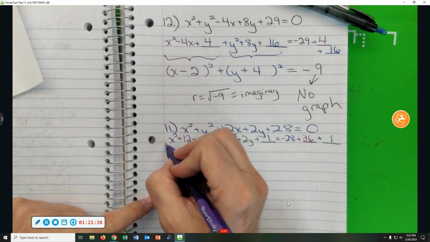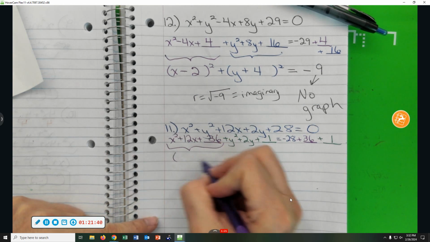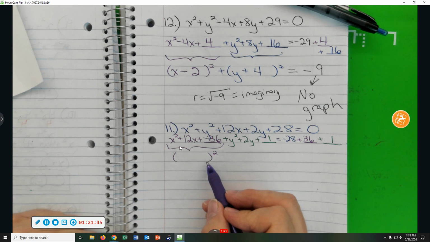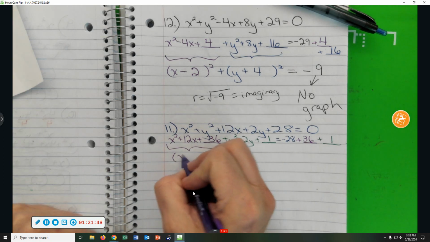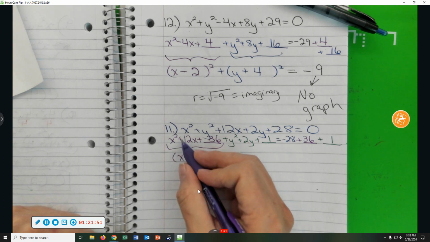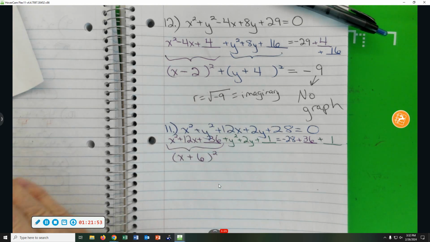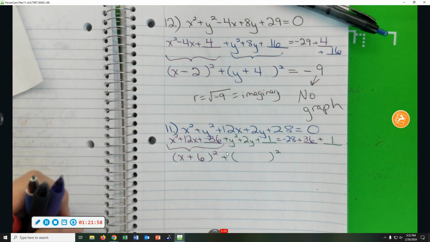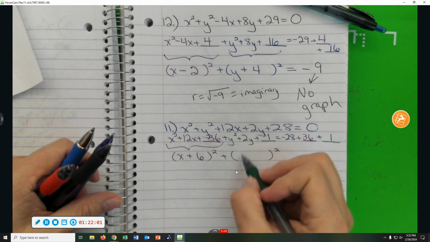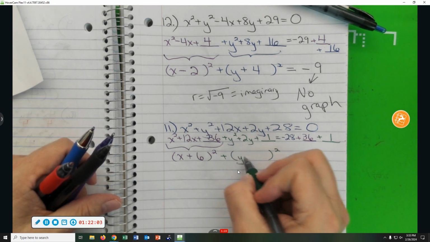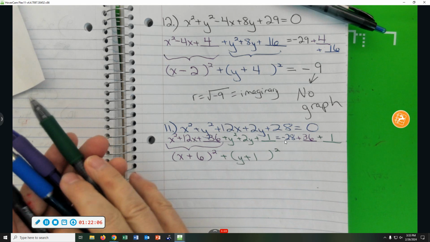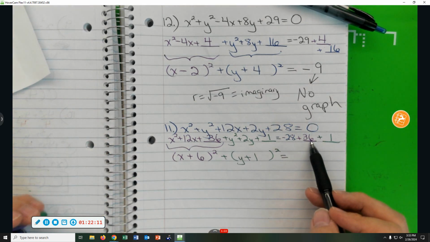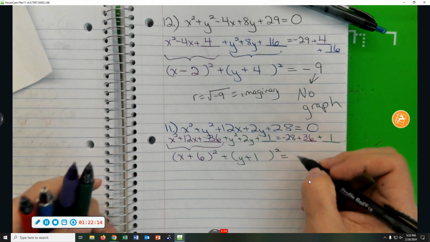Let's factor the x terms. What am I going to have inside the parentheses? X plus 6. Variable, sign, half of that number. Now, the green parentheses: variable, sign, half of that number. What have we got on the right-hand side? Negative 28 plus 36 is 8, plus 1 gives me 9.